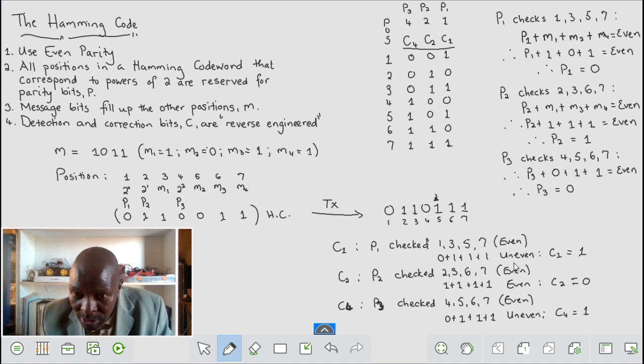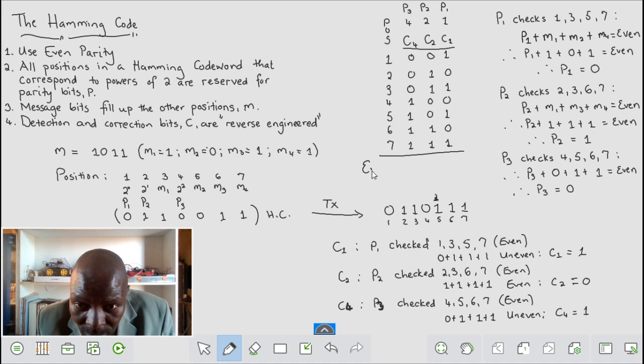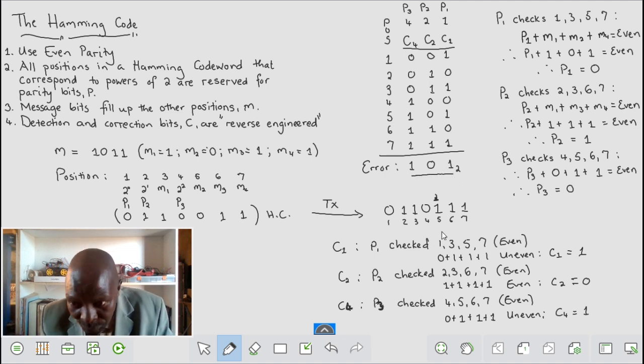All we do is come and say, but this is our error. So if we are checking here, our error is given by C4, which is a 1, C2, which is a 0, and C1, which is a 1. And this is the count, 5. What does it tell you? It tells you this is the count.